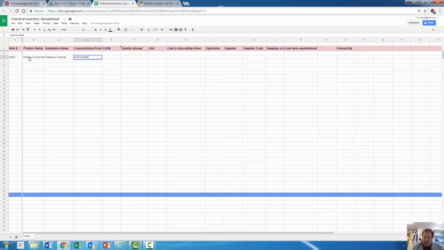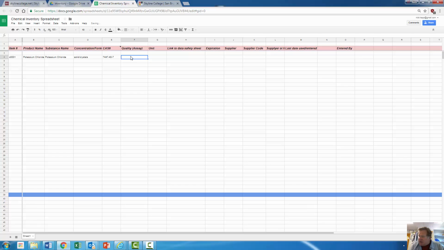The CAS number, so each of these substances actually has a number on it that is kind of like your Social Security number. So you could have different names and all that kind of stuff, and you only have one Social Security number. And so the CAS number for this potassium chloride is 7447-40-7.